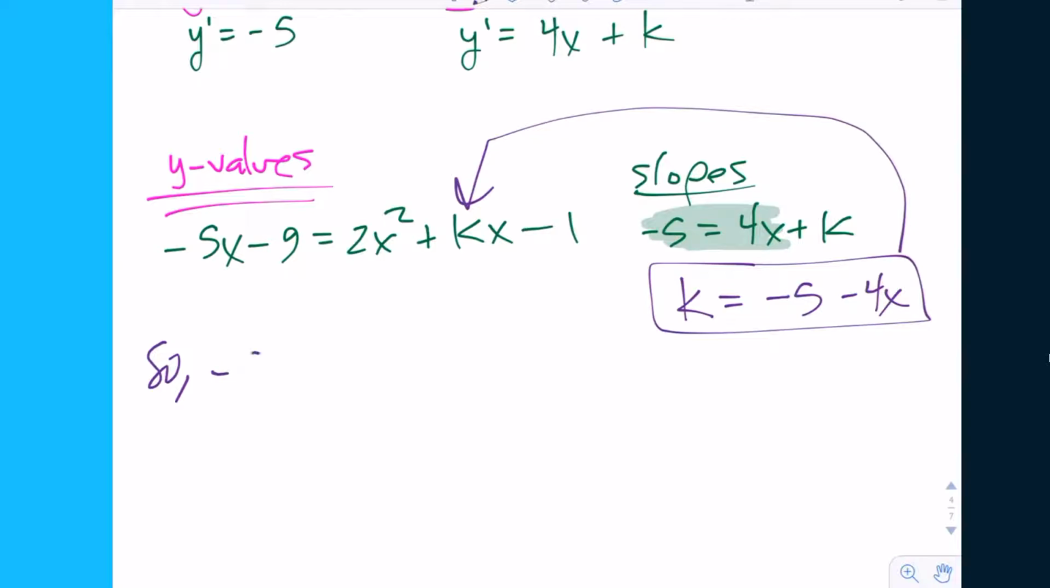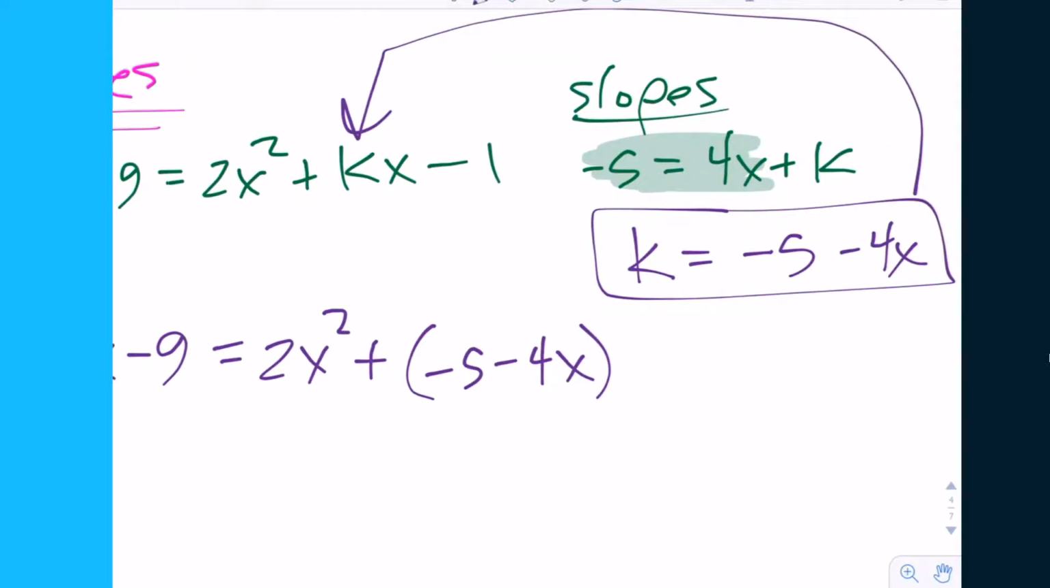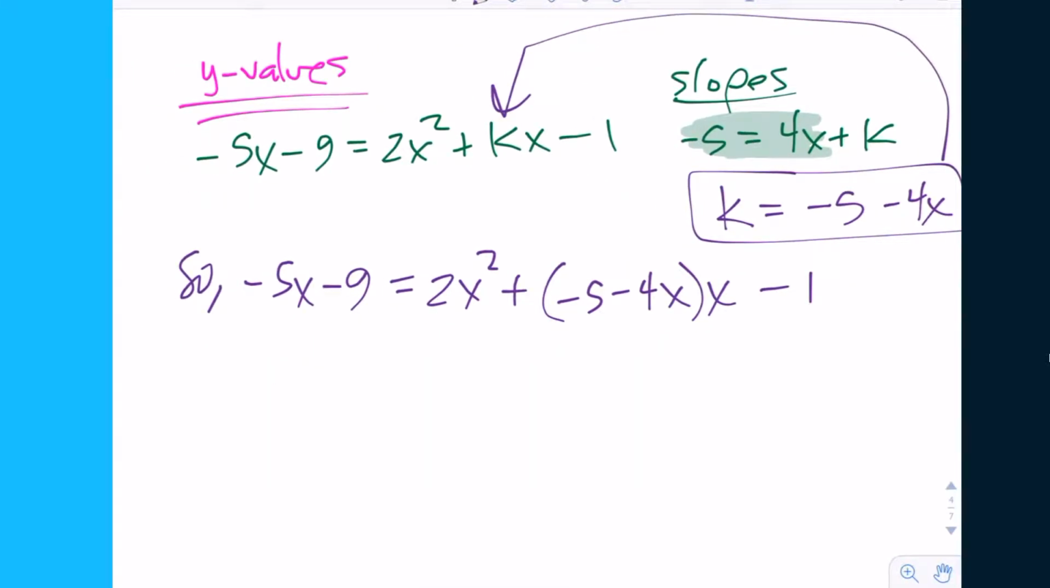So, negative 5x minus 9 equals 2x squared plus parentheses for k, negative 5 minus 4x, minus 1. And now we have one equation. Oops, I forgot an x. Yep, hasty make wasty. I just caught that. There we go. Now I can solve.